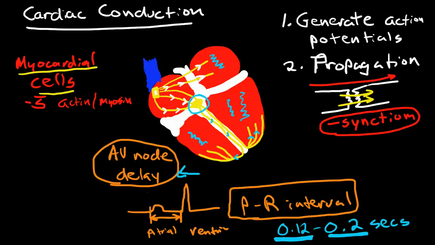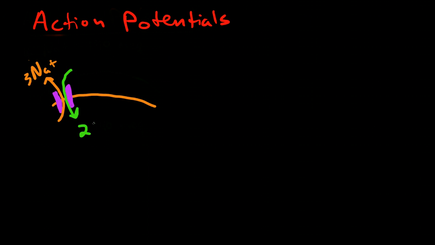Okay, so let's talk about cardiac action potentials. We learned about action potentials in the nervous system, but let me just review a little bit. Let's say we have a little cell membrane here, and let's review the resting potential of the cell. The resting potential occurs because we have the sodium-potassium pump that exchanges 3 sodium ions for 2 potassium ions, and this is running constantly.